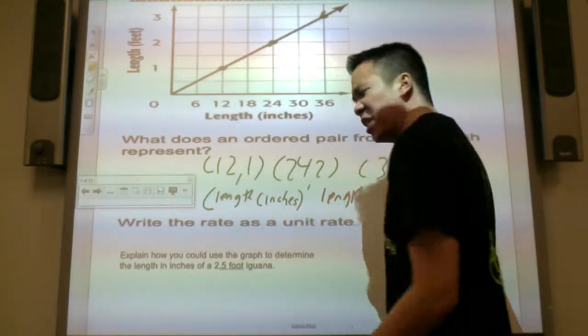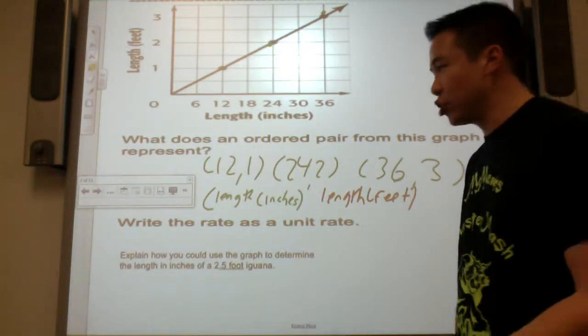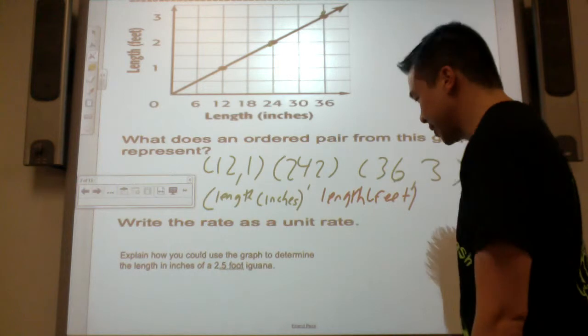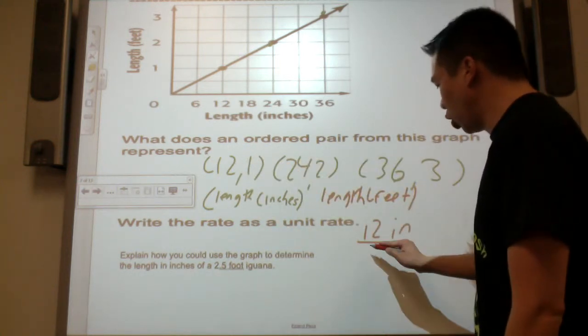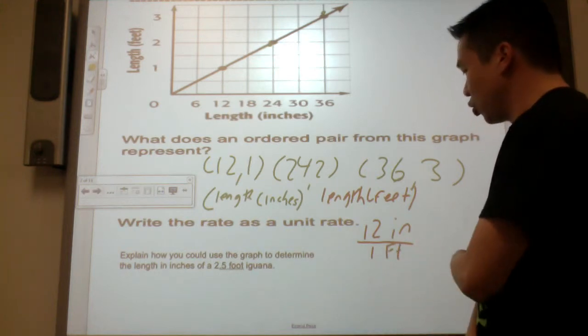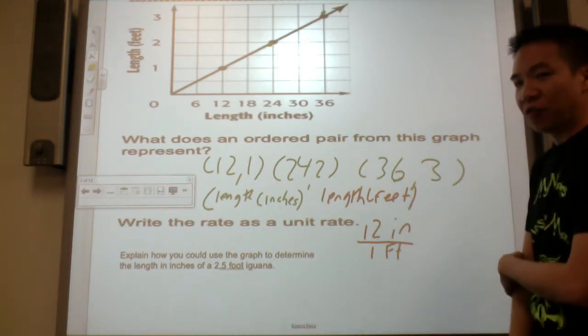So write the rate as a unit rate. What is the definition of unit rate? The denominator has to be 1. So it's per 1 unit. Oh, so 12 inches per 1 foot. So every foot there are 12 inches.